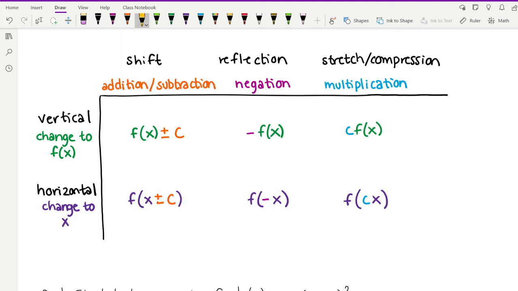values of your function. And so the way that you can determine whether your transformation is going to be vertical or horizontal is basically, are you making a change to the function as a whole, or are you making a change to your input variable? And so if you're making a change to your input variable, that's going to be a horizontal transformation. And so by adding or subtracting, by negating, by multiplying your input variable, that's going to give you a horizontal shift, reflection, or stretch or compression. So we're going to first start by talking about horizontal stretches and compressions, which we'll see result from multiplying your input variable by a number.